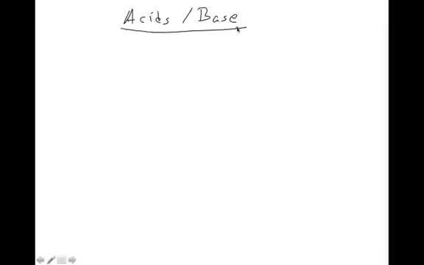Okay, guys, we're going to talk about acids and bases. This fits really nicely into our solutions chapter because acids and bases are typically going to be in solution form. And so let's just start with some basics. Let's talk about some properties of acids and bases.